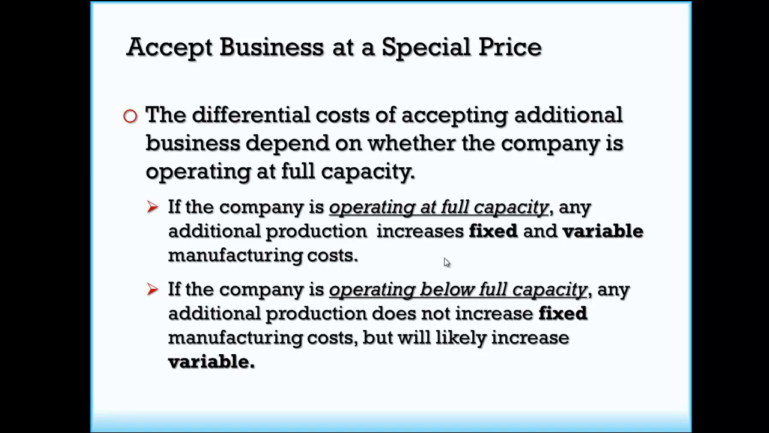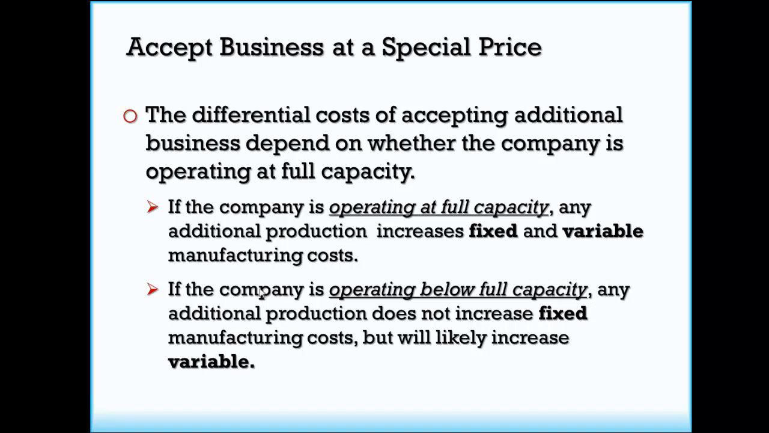Now, if the company is operating at full capacity, that means that the plant is running wide open 24/7, all the conveyor belts are moving, and there's no extra capacity, no extra room to take on the additional business. So if the company is operating at full capacity, any additional production increases fixed and variable manufacturing costs. So maybe they would have to add on to the factory or add an additional workspace for these people to apply direct labor. All right.